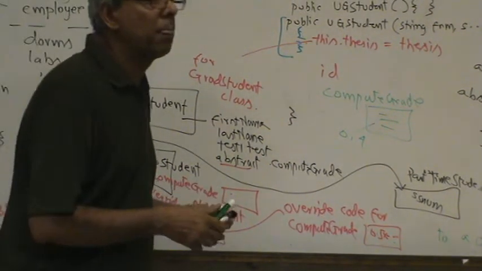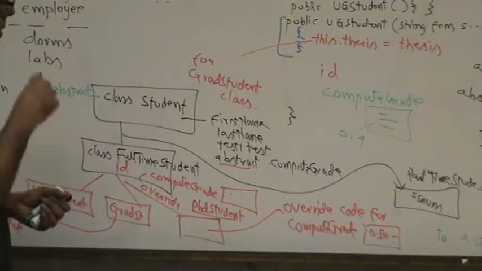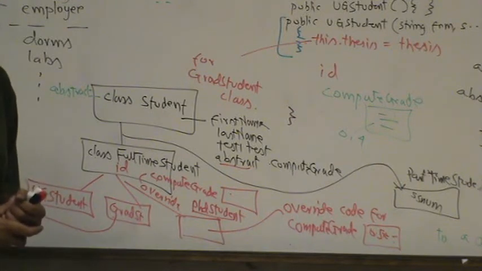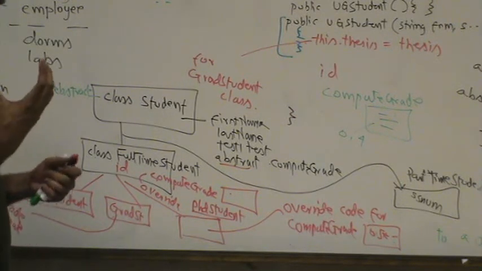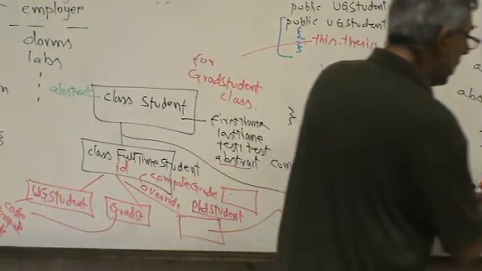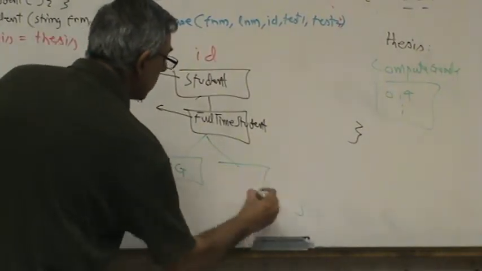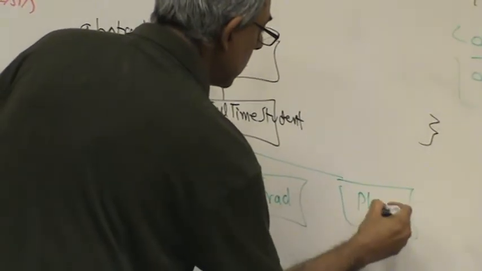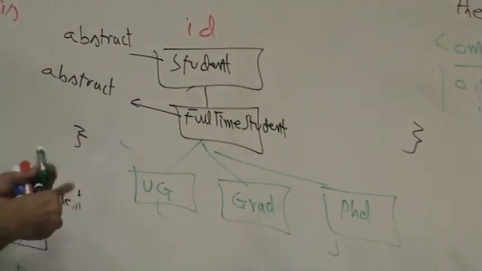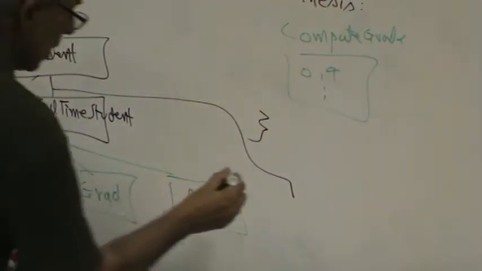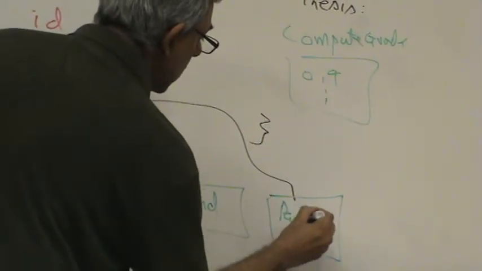Professor, but in the full-time student, we are writing the function with real code. You can still have real code in an abstract class. The only thing is you cannot create an object of it. Okay. So from here, as we discussed, we will create undergraduate, grad student, and PhD student, right? And from here, we will create part-time student.